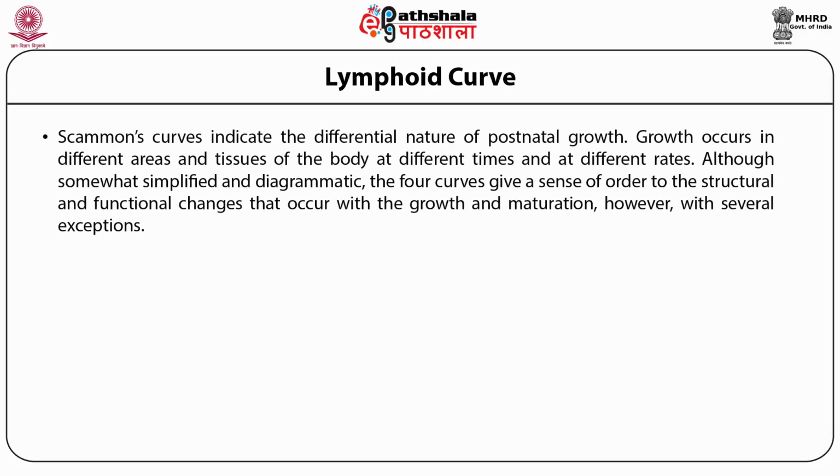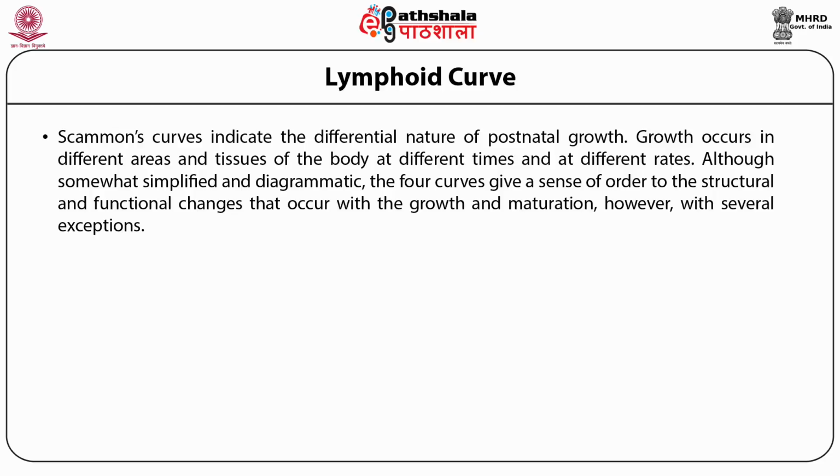Scammon's curves indicate the differential nature of postnatal growth. Growth occurs in different areas and tissues of the body at different times and at different rates. Although somewhat simplified and diagrammatic, the four curves give a sense of order to the structural and functional changes that occur with growth and maturation, however, with several exceptions.